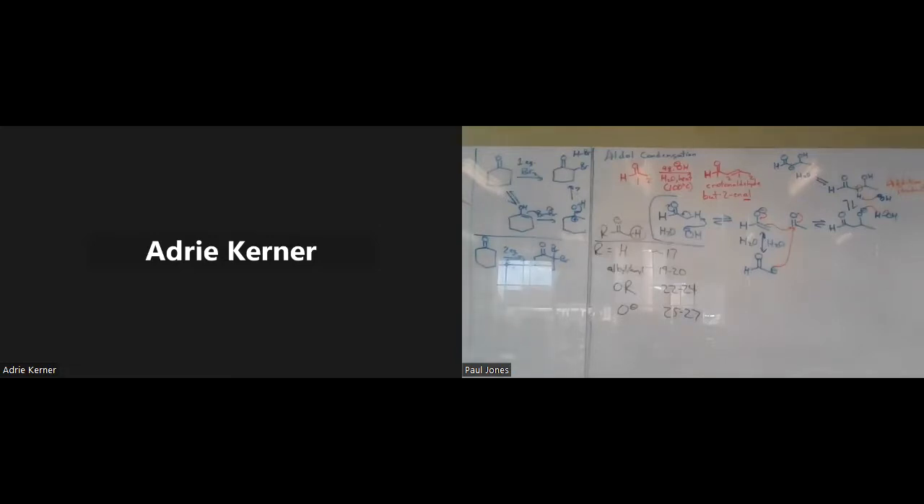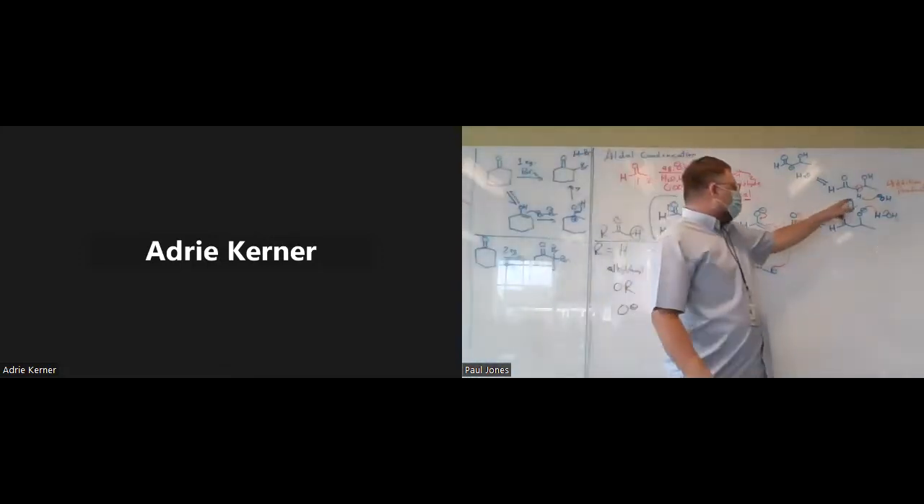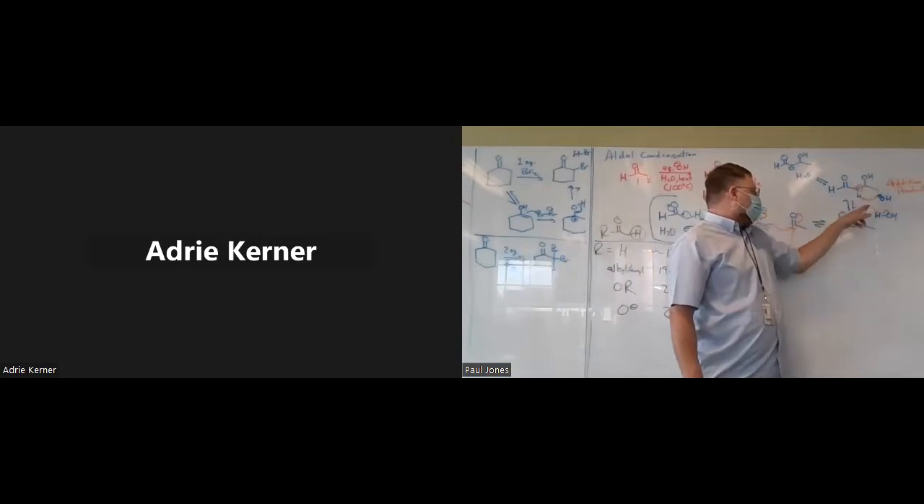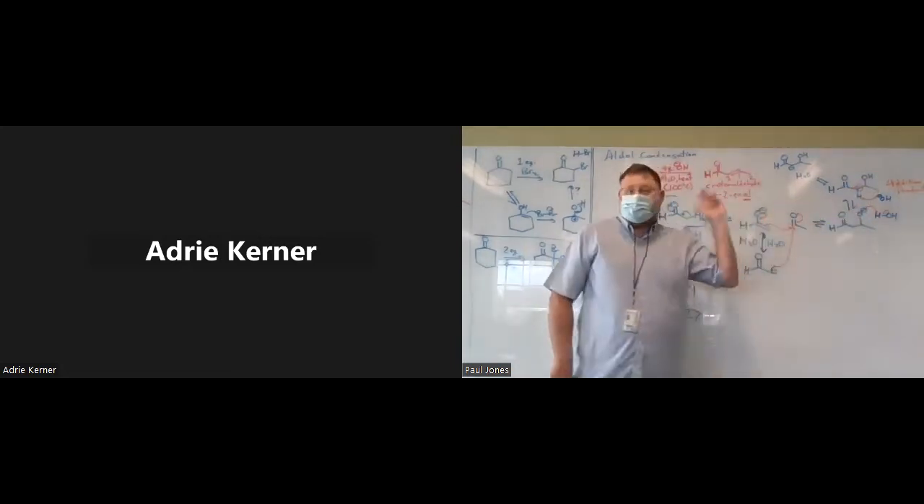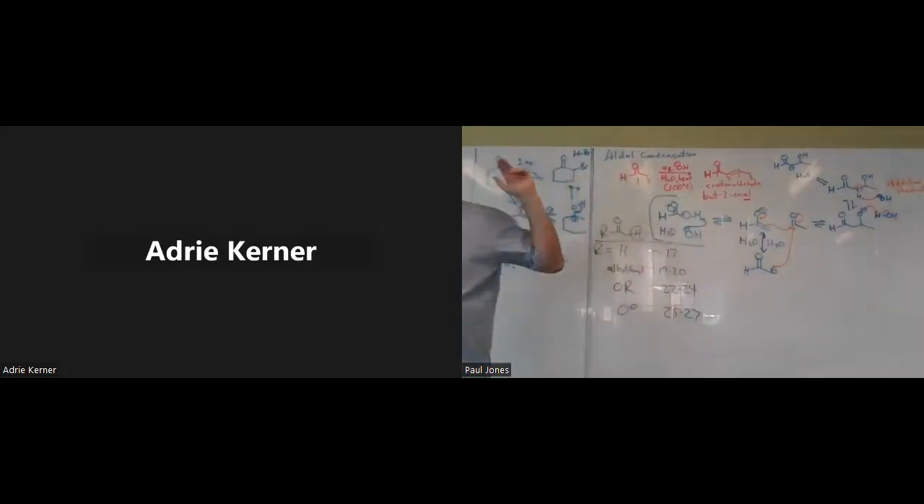The alpha carbon is more acidic than the alcohol. So his question is, why does hydroxide take this proton and not that proton? If it takes that one, you just come back to here. And all of this is reversible. This is where you have to think about equilibrium.